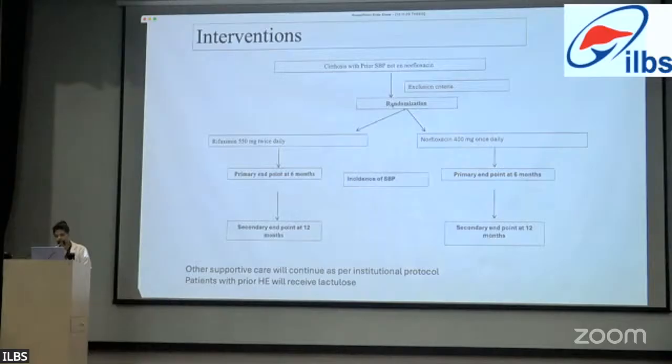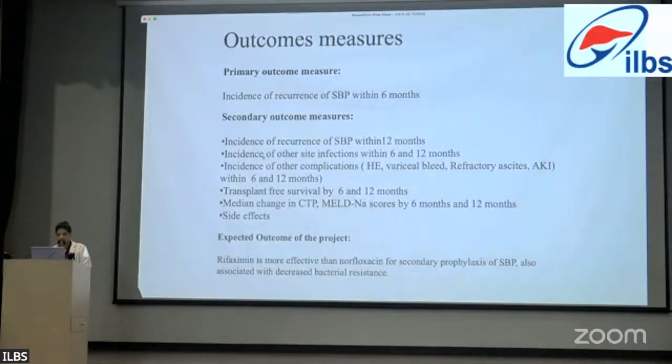Cirrhotic patients with a prior SBP were randomized to receive either rifaximin 550 twice daily or norfloxacin 400 milligram once daily. The primary endpoint was recurrence of SBP, to be noted at 6 months in both arms, and the patients were then followed up till 12 months to note the secondary endpoints as well as recurrence of SBP. The primary outcome measure was incidence of recurrence of SBP within 6 months. The secondary outcome measures were incidence of recurrence of SBP within 12 months, incidence of other-site infection within 6 and 12 months, incidence of other complications, transplant-free survival, and median change in CTP and MELD scores by 6 and 12 months.